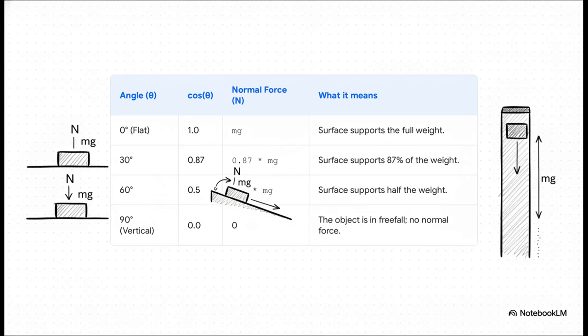When the angle is 0 degrees, so flat ground, the cosine is 1. That means N is just mg. Hey, look at that. Our old rule was just a special case of this new, better formula all along. But watch, as the ramp gets steeper, say 30 degrees, then 60, that cosine value gets smaller and smaller, and so does the normal force. The surface is supporting less and less of the object's weight. Until, at 90 degrees, a vertical wall, the cosine is 0 and the normal force is 0. The surface isn't supporting it at all. The object is just in free fall.